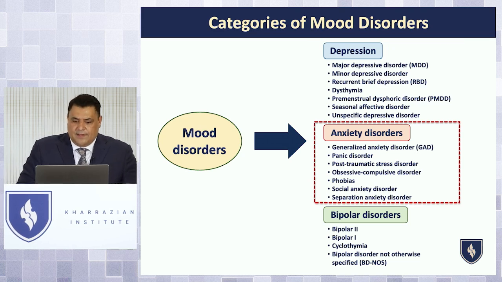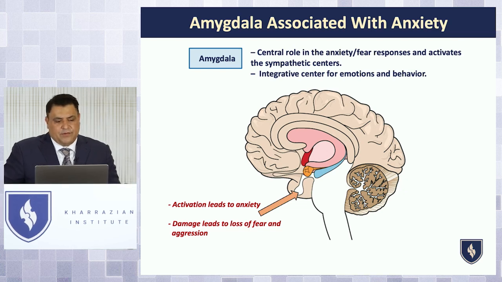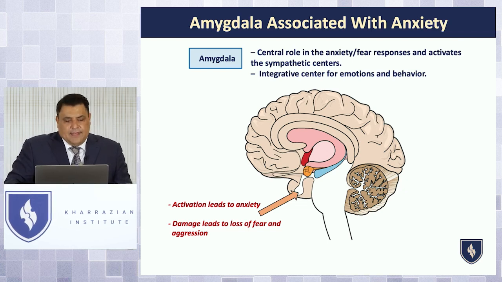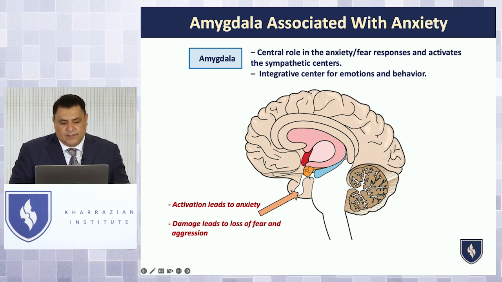So with anxiety, when you look at these limbic regions of the brain, the amygdala, which is an almond-shaped structure, and amygdala in Latin means almond, is what really leads to anxiety. And if there's damage to the amygdala, then there's loss of fear and aggression. So this amygdala center creates our fear and anxiety, which we need to keep safe. But if it's overactivated on an ongoing basis, then we can have some types of anxiety disorders.